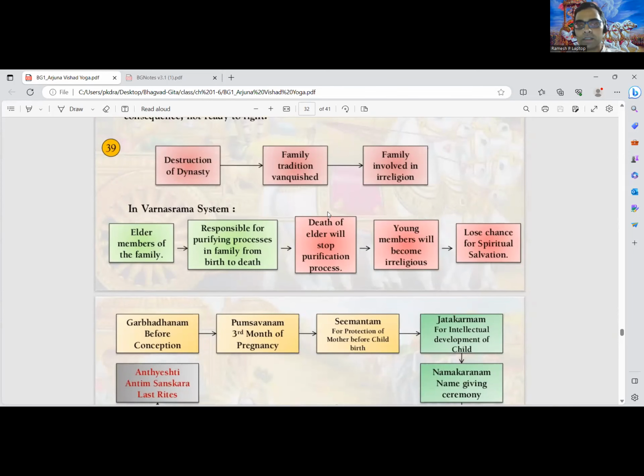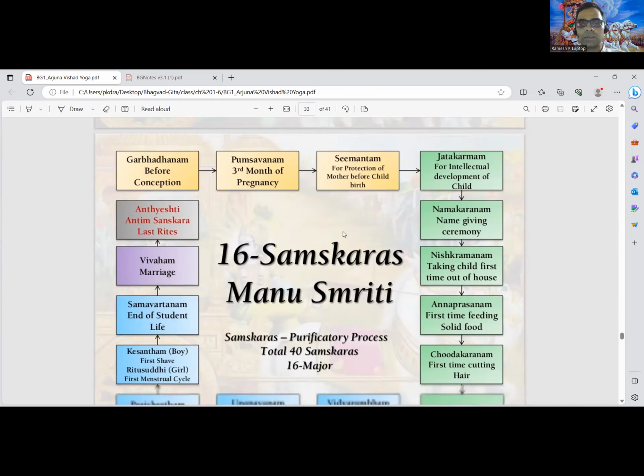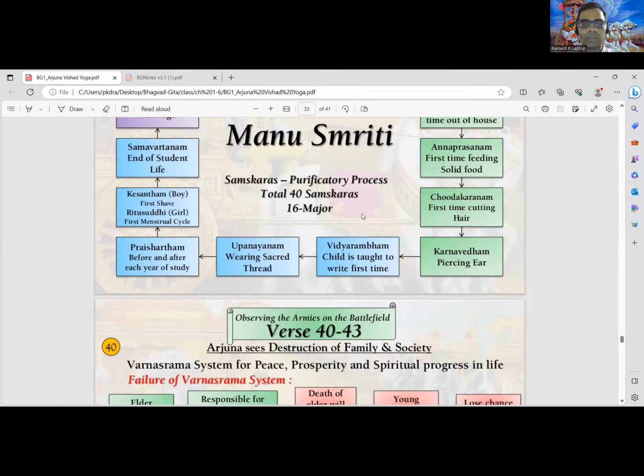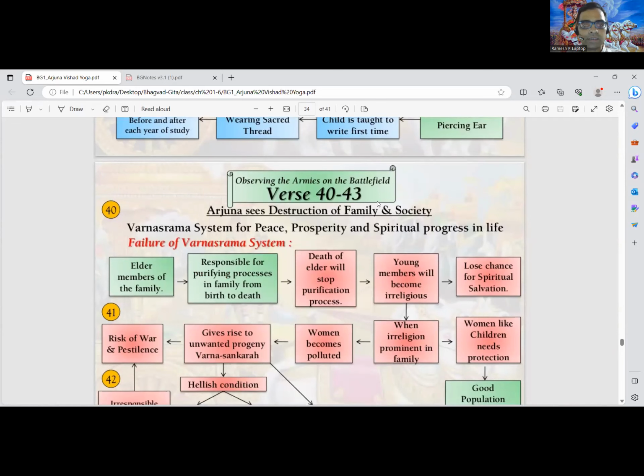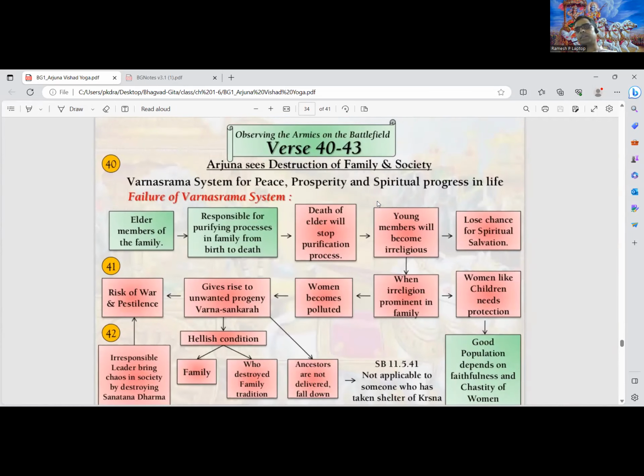And then he goes into the varnashrama system also. These are the 16 samskaras which go through one's life. I think you can see these things afterwards. And here he says the other thing is that there will be failures of the varnashrama system.